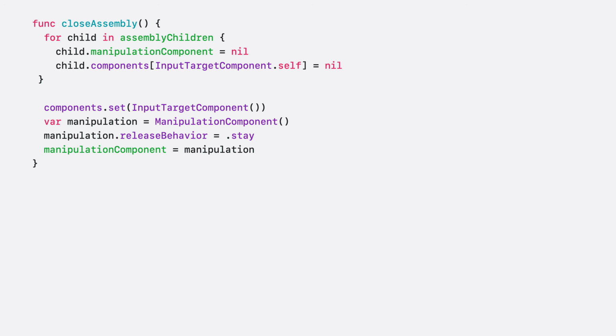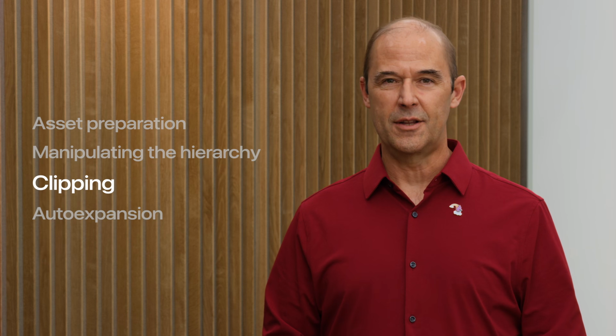Of course, if you're going to open an assembly, you probably want to close it too. Closing an assembly follows the same process but in reverse. Remove the manipulation and input target components from the sub-entities. Add the manipulation and input target components back to the entity. That's it. The tree is now able to be manipulated as one element as if it's closed, or as independent entities if it's open. Next up is clipping.